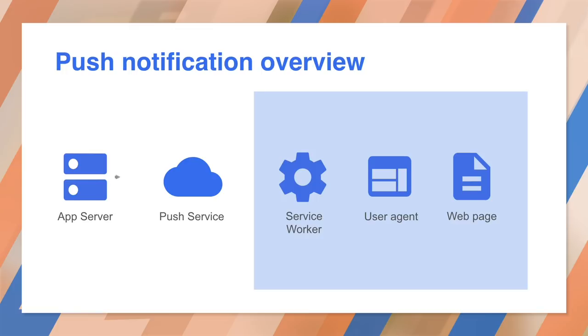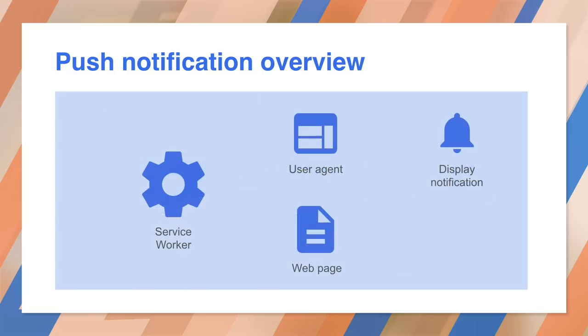On the back end, you send your messages from your application server to the push service used by the browser, and the push service then forwards messages to the correct user. On the client side, the operating system notifies the browser when a push message is received. Service workers can listen out for push events, even when the browser is closed, and display a notification.